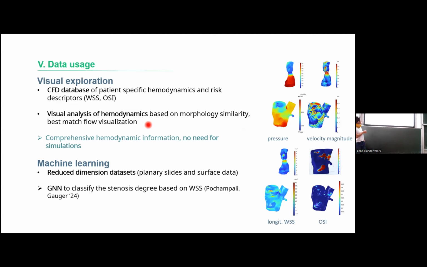Okay, this is the first one. The second one is machine learning. They did some graph neural networks in order to classify the patients based on wall shear stress. They classified the stenosis degree.